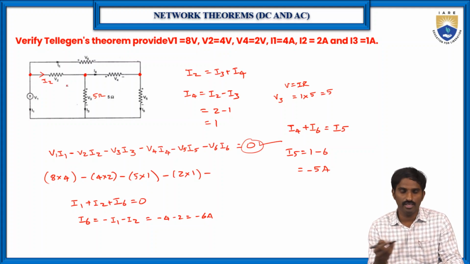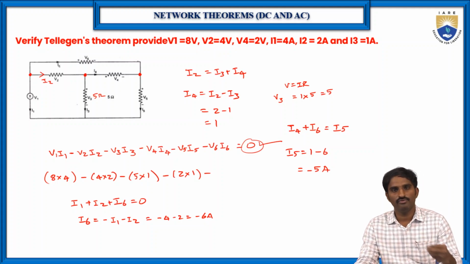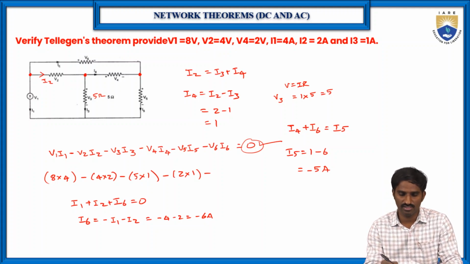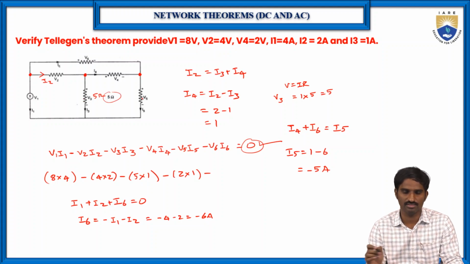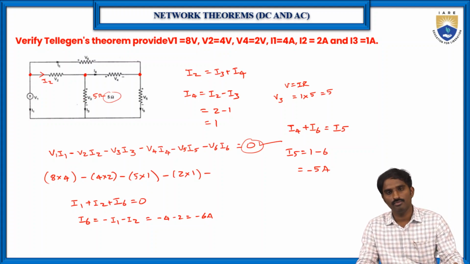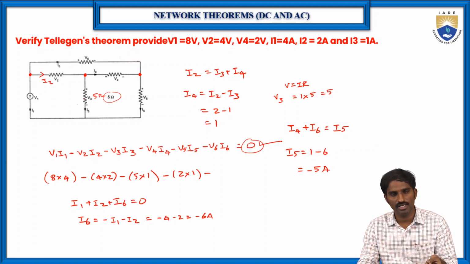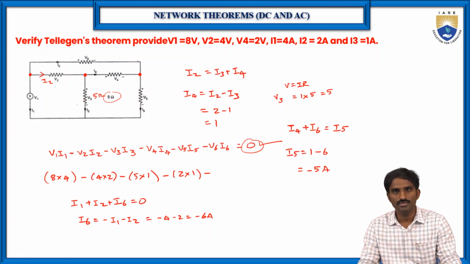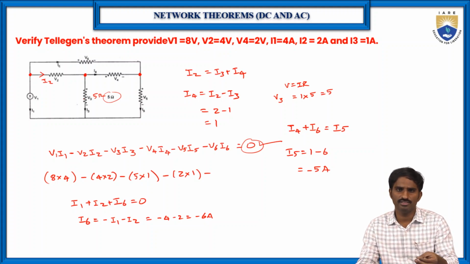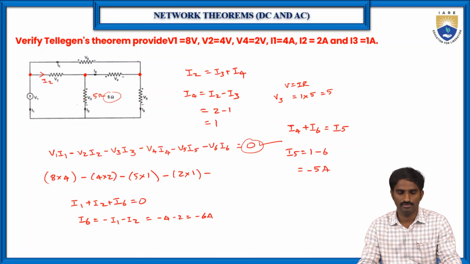By applying simple network reduction techniques, we can get the values of the other currents and other voltages also, because they have given the 5 amperes across this and this. Using this you can find the voltage across the remaining elements as well as the current flowing through them. So this is the way to verify Tellegen's theorem. Now I think everybody understands how to apply Tellegen's theorem for any given network.